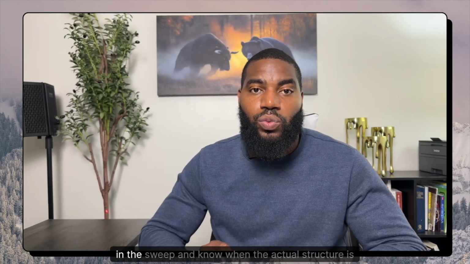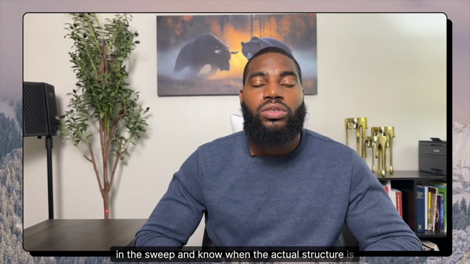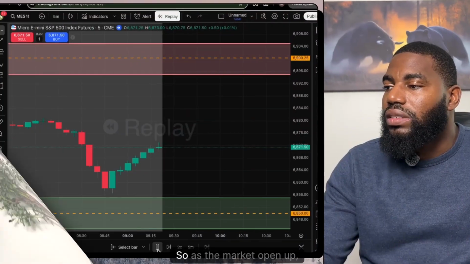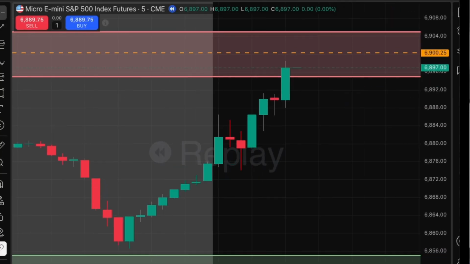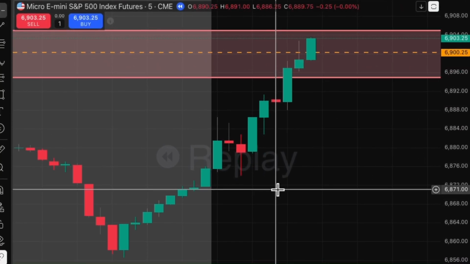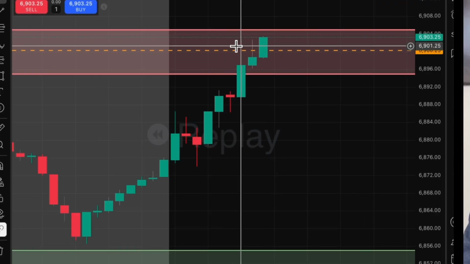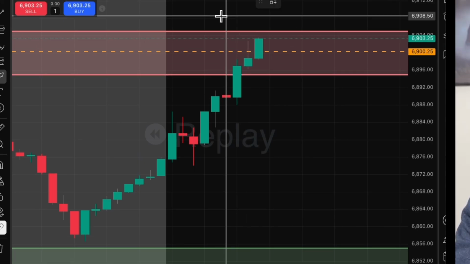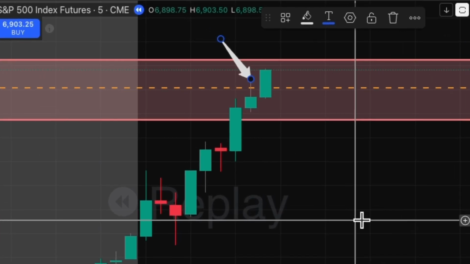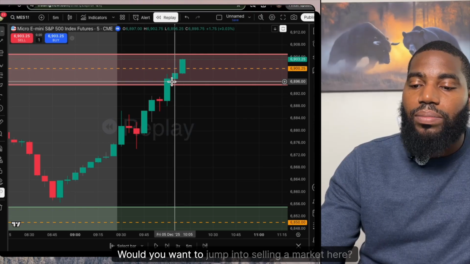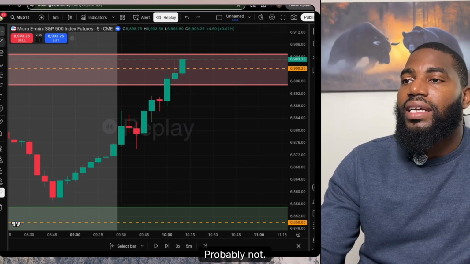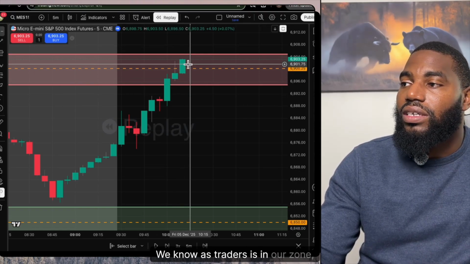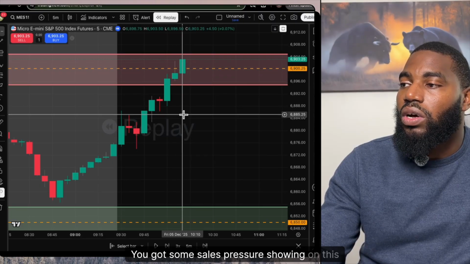Now for the second step, I'm going to show you guys how to not get caught in the sweep and know when the actual structure is broken. We're going to use trend lines and market structure. As the market opens up, you're going to see price has come to our psychological zone. First thing we see is the trap here. You see the wick on this candle here. The wick is showing you that the institution is entering the trade. Would you want to jump in and sell in the market here? Probably not. We know as traders it's in our zone. You've got some sell pressure showing on this candle.